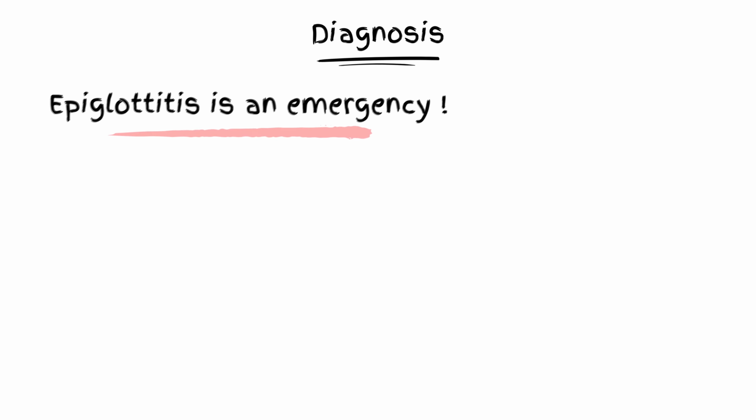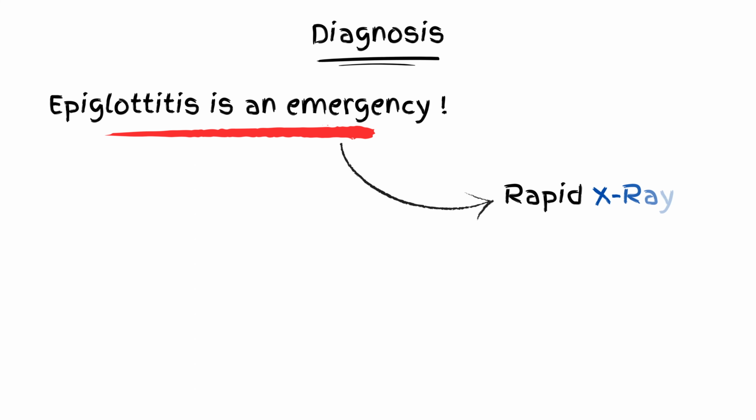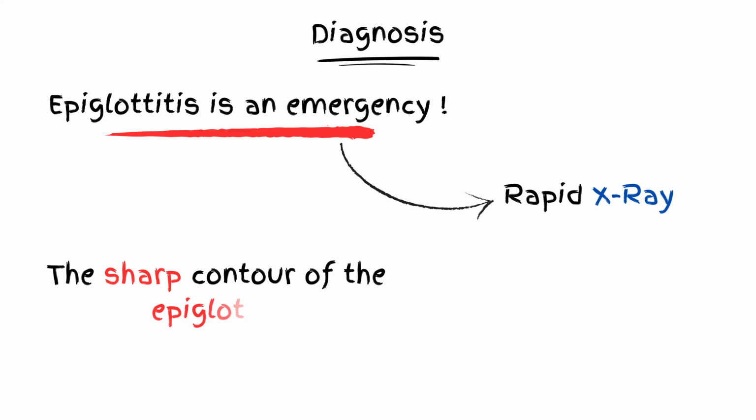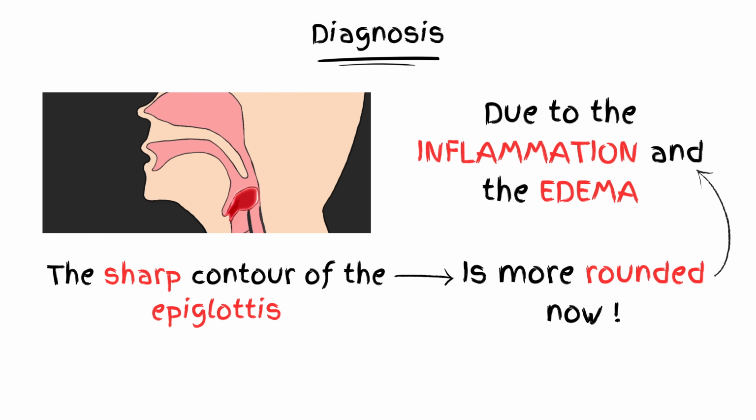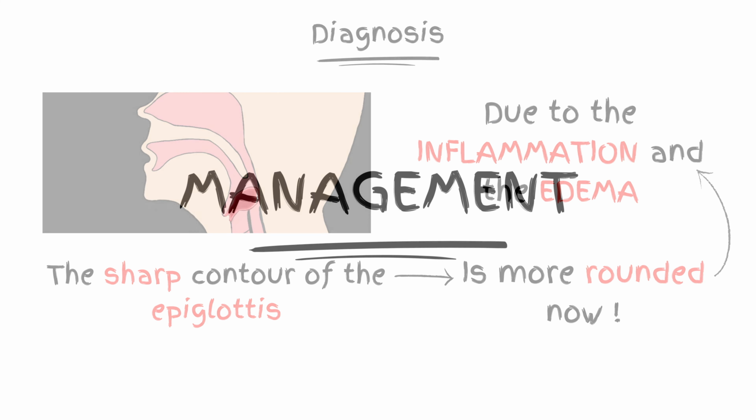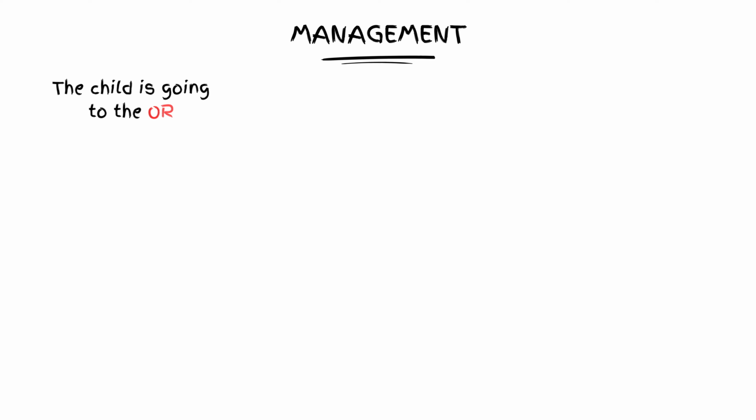As far as the diagnosis is concerned, epiglottitis is an emergency. If we suspect that a child is suffering from epiglottitis, he needs to have an X-ray taken immediately. The X-ray of the neck will show specific changes. The normal sharp contour of the epiglottis now has a more rounded aspect due to the inflammation and the edema that surrounds it. After the X-ray, the child is taken to the OR.